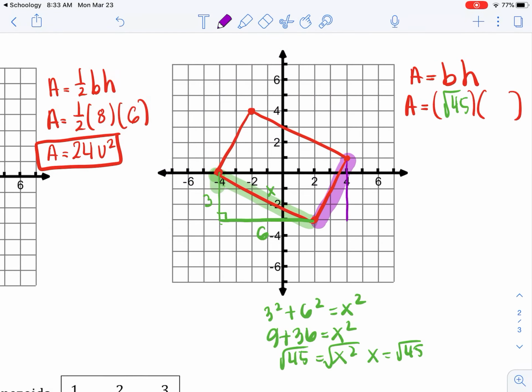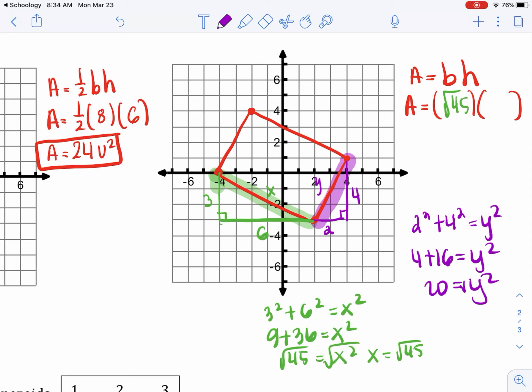Last but not least, I need my height. Make that into a right triangle. This is 2, this is 4. I'll call that y. 2 squared plus 4 squared equals y squared. 4 plus 16 equals y squared. 20 equals y squared. And I get root 20.